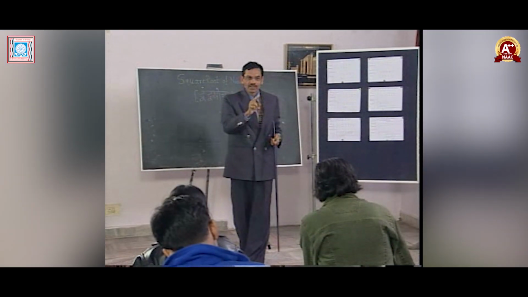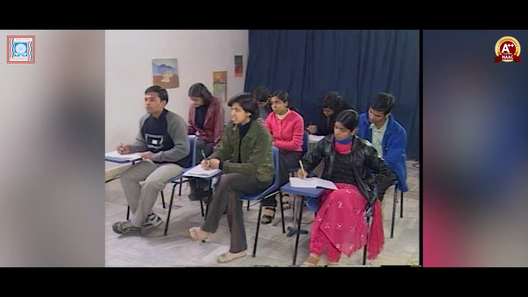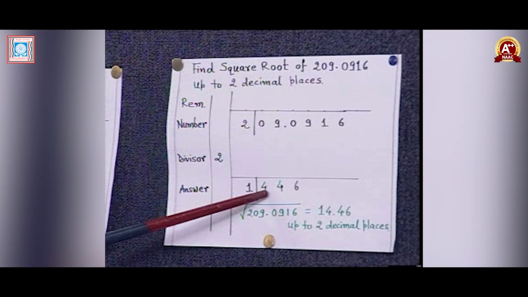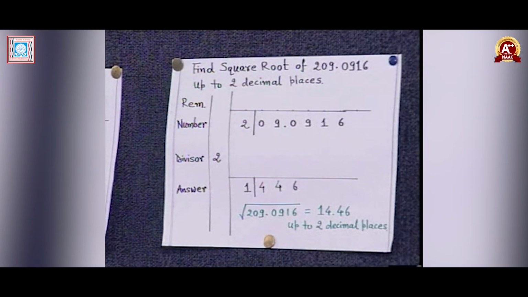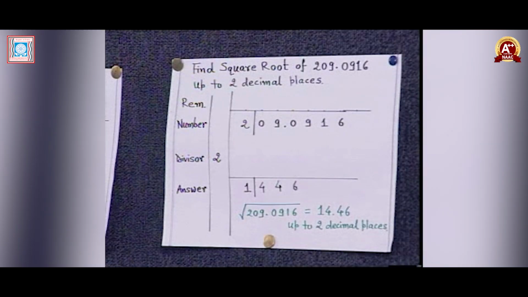29 minus 16, D of 4. That is 13. Then 13 divided by 2: quotient 6, remainder 1. Then next will be 10. 10 minus D of 4, 6.